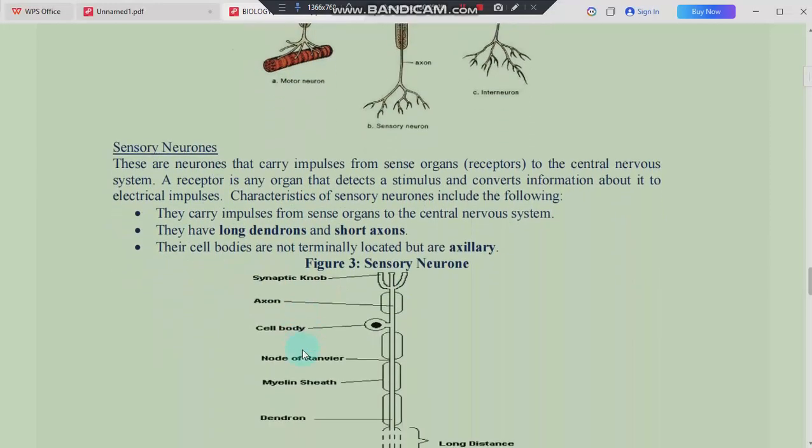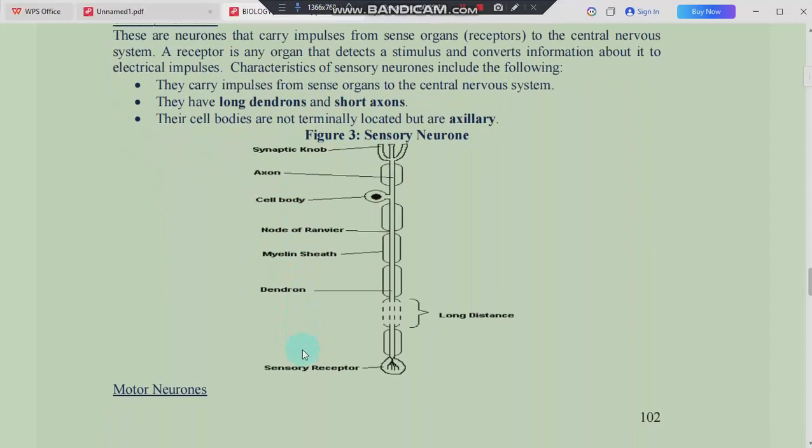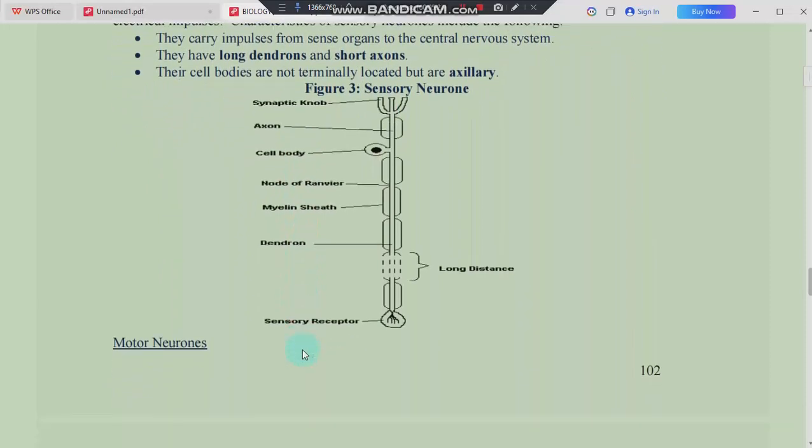All right, what are some of the key features we need to appreciate about the sensory neuron? Number one, we say these sensory neurons carry impulses from sensory organs to the central nervous system, the brain. Apart from that, they also have long dendrons and short axons. Apart from that, their cell bodies are not terminally located but are axillary.